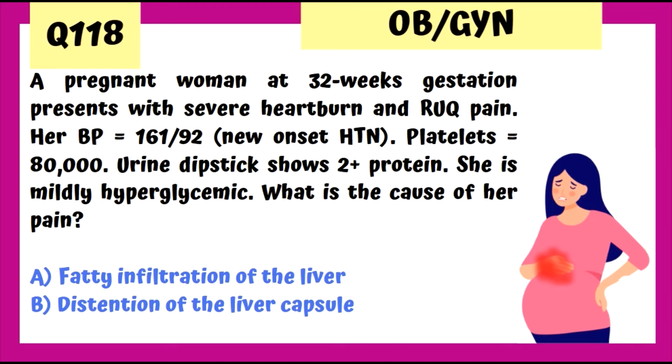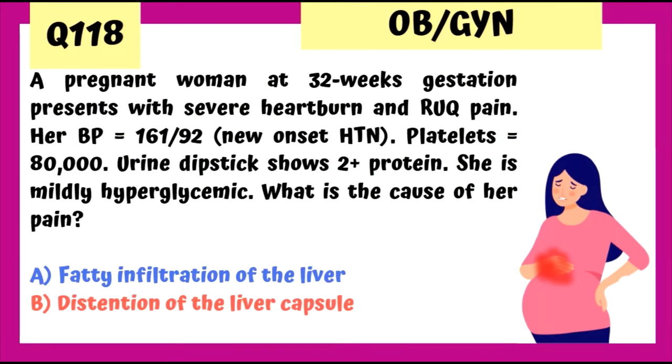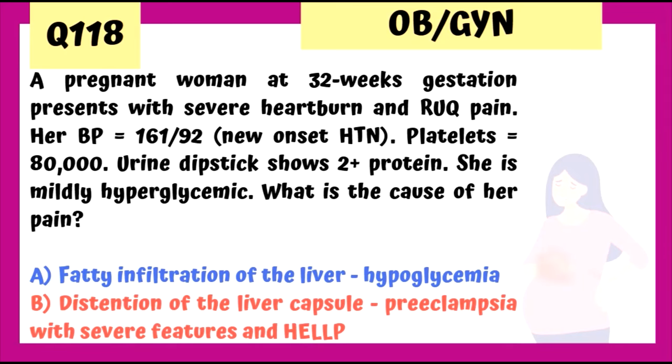So it's not going to be fatty infiltration of the liver. That would be acute fatty liver. There we would see hypoglycemia. This is distension of the liver capsule because here we're seeing HELLP syndrome. Preeclampsia with severe features, which has progressed to HELLP.